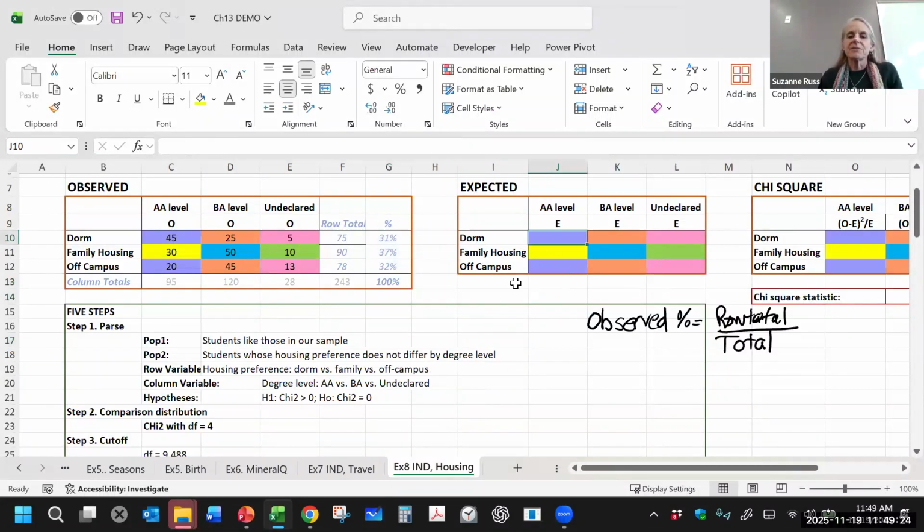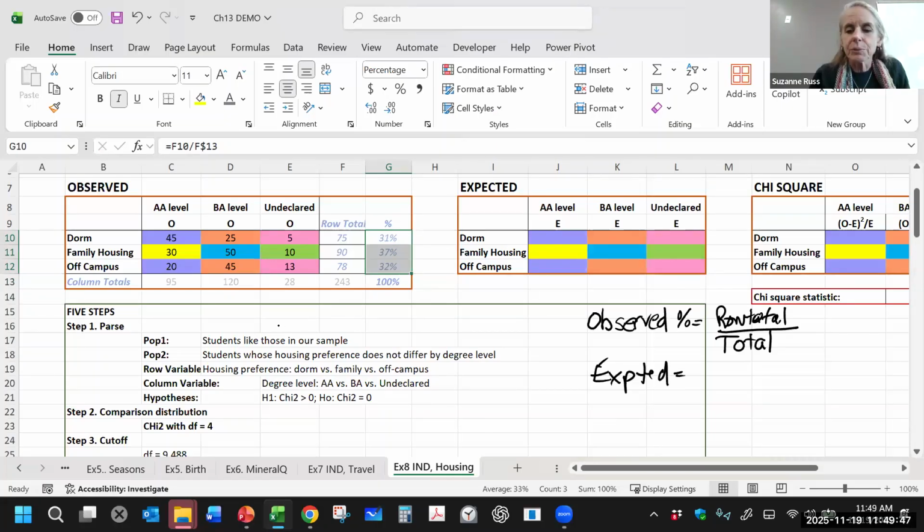All right, next we have to fill in all of these cells. And remember, the question we're asking is, what number of students would we expect to live in the dorms if these percentages are in place? These are what we would expect. And so in order to fill in the expected numbers, we're going to take the observed row percent times the column total for each cell.